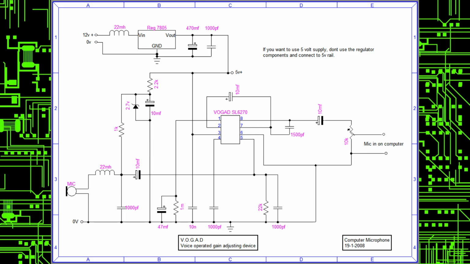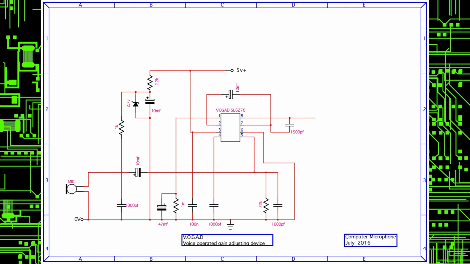This is a microphone preamplifier using a VOGAD, a voice-operated gain control, used on an amateur radio or a CB radio. This is another voice-operated gain control known as the VOGAD.